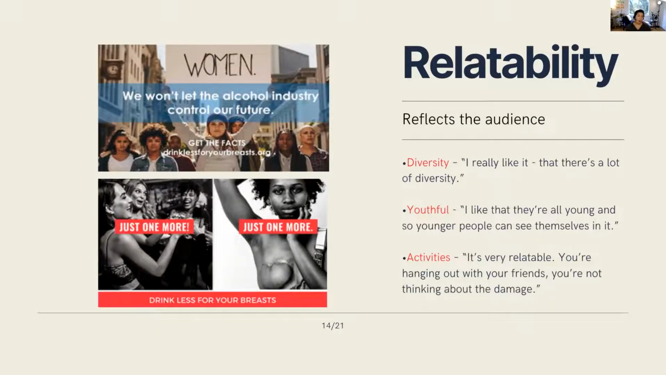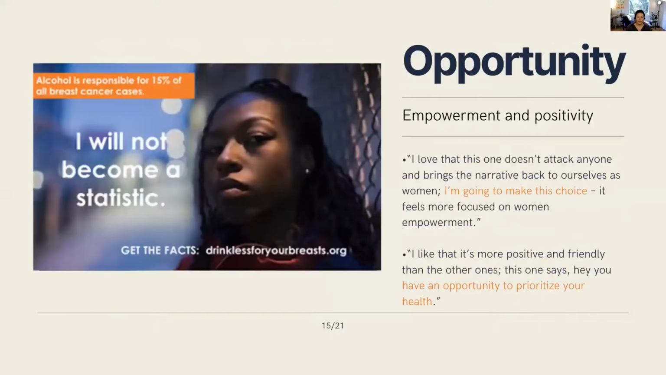We asked whether they preferred pictures of real women, actual photos, versus graphics, and there was a preference for photos, but graphics they were also okay with as long as they were done well. Opportunity. This hit on ideas of empowerment and positivity.